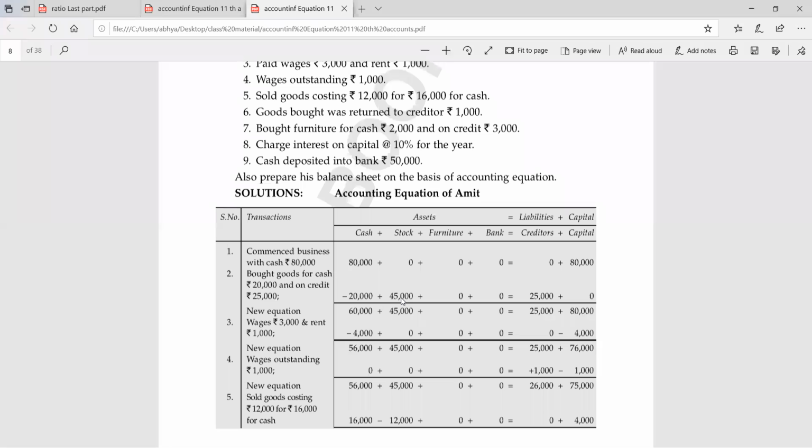Yes. So we will be deducting 20,000 from cash and 25,000 will become our liability. So we will be adding 25,000 in liability. Okay, students, 25,000 in liability. Then capital, no effect. So now we have done two transactions, and I told you earlier that after every transaction, you have to make a new equation.